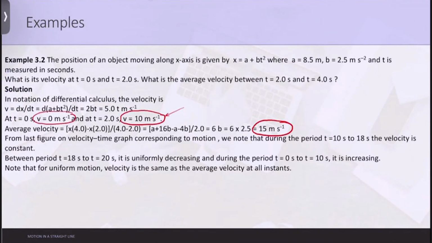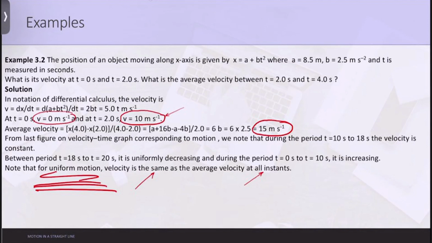Note that for uniform motion, velocity is the same as the average velocity at all instants. Here velocity means instantaneous velocity. Please remember, this is only for uniform motion. What is uniform motion? Uniform motion is when the displacement covered is the same for equal time intervals, whatever interval we take. Let us say delta t is 2 seconds. For every 2 seconds, if delta x comes out to be, let's say, 5 meters, that motion is called uniform motion.